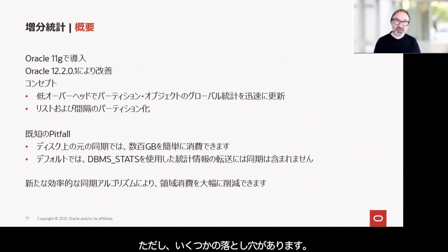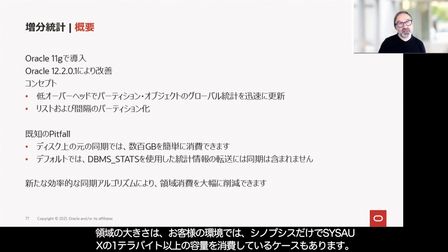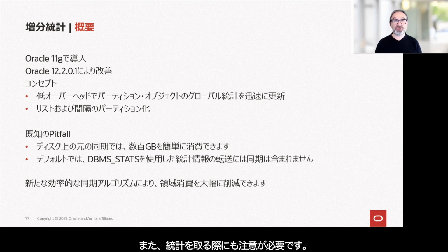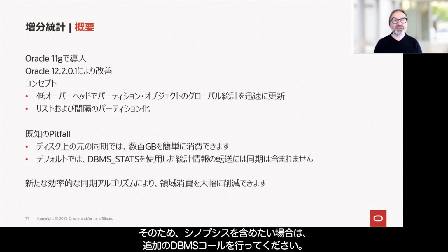There are a few known pitfalls. One of the typical pitfalls is that the synopsis in releases before 12.2 could consume a lot of space. And when I say a lot of space, I can tell you that we've seen customer environments where the synopses alone consume more than 1 terabyte of space in SYSAUX. Also keep in mind, when you transport statistics with DBMS_STATS, synopses by default are not included. So if you would like to include them, please use the extra call available in DBMS_STATS.